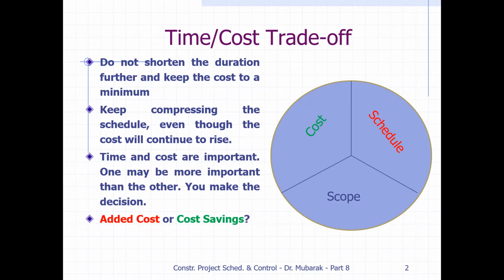So now see, do not shorten the duration further and keep the cost to a minimum. When we deal with these things, if we want to shorten the project duration, we are going to achieve optimum time and minimum cost. This is the best when we do the schedule compression, or we do the schedule acceleration. So keep compressing the schedule even though the cost will continue to rise.